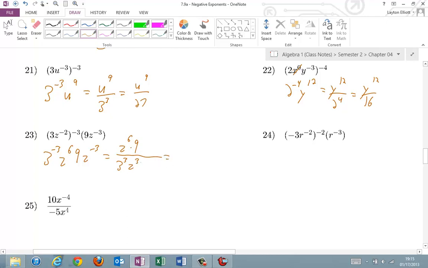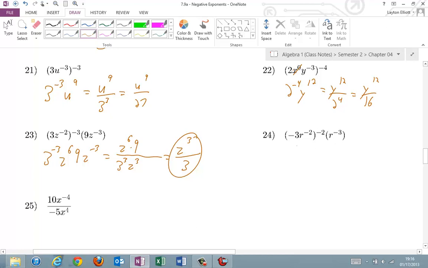The z to the 6th and the z to the 3rd cancel to become z to the 3rd in the numerator. And the 9 and the 3 to the 3rd power, remember 3 to the 3rd power is really 27. So 27 divided by 9, that's going to give us a 3 in the denominator.